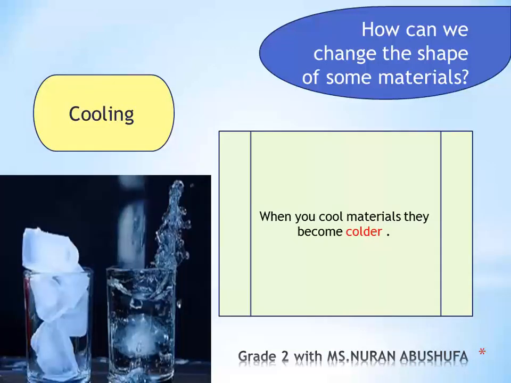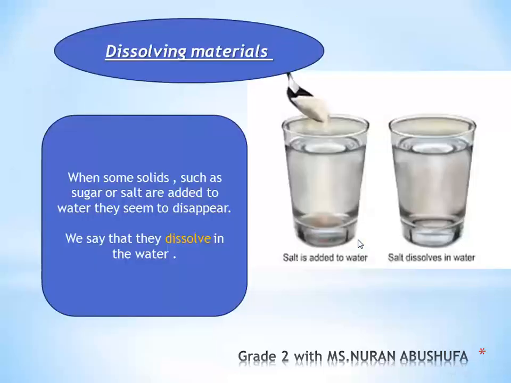The last way is cooling. When you cool materials, they become colder. For example, here I have a cup of water, and I pour this water into cubes and put it in the freezer. What happens when I cool the water? It turns to ice. So the water turns to ice when you cool it. That means when you cool materials, they become colder.